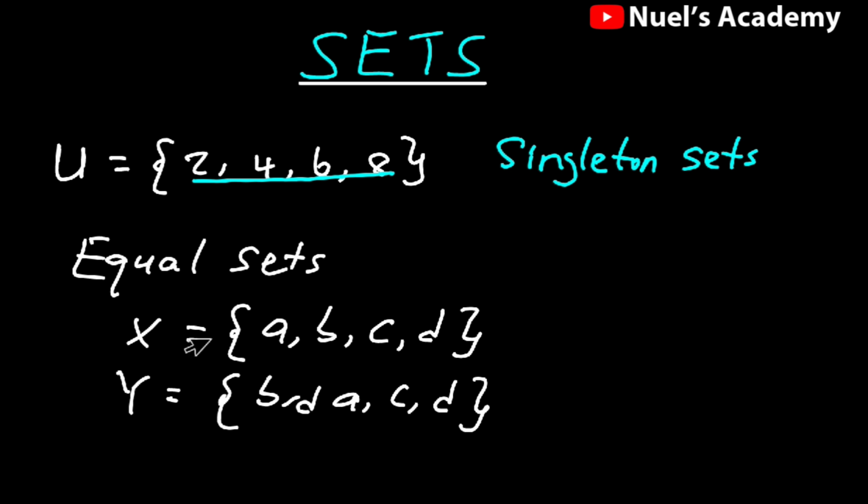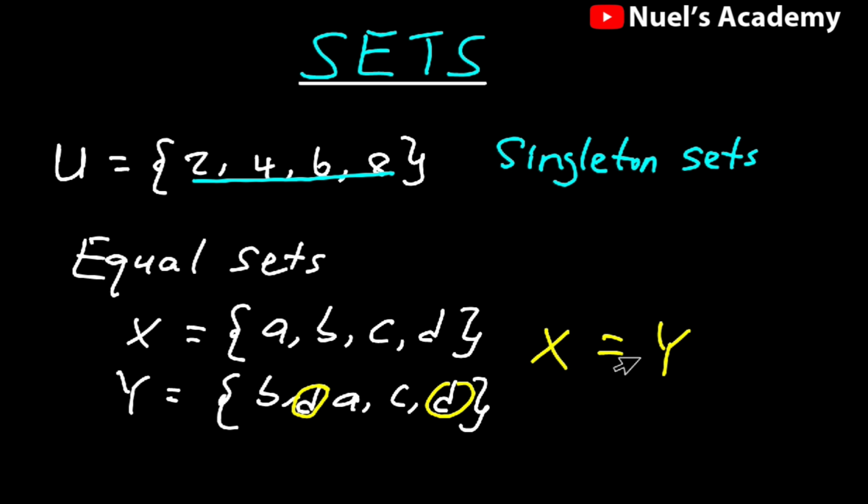Now, if you look at these two sets, set X and Y, you see that set X has A, B, C, D, while set Y has B, D, A, C, and D. Now, another thing you notice is that this D is repeated, right? It appeared twice, whereas it appeared once here, but that doesn't matter. Alright, so far this D is one of the elements of this set X, then it doesn't count. Okay, so you see that set X is equal to set Y.